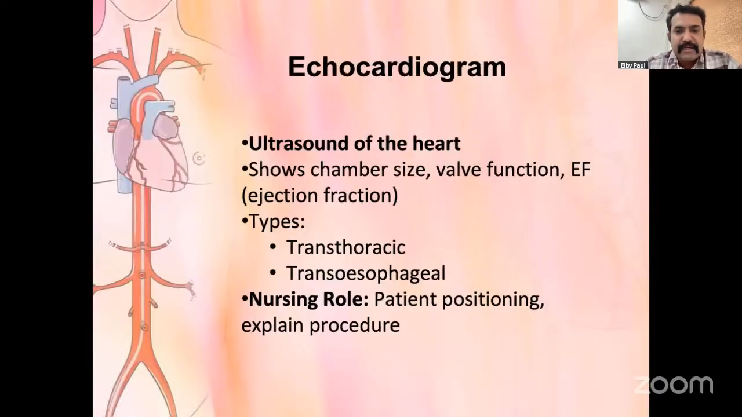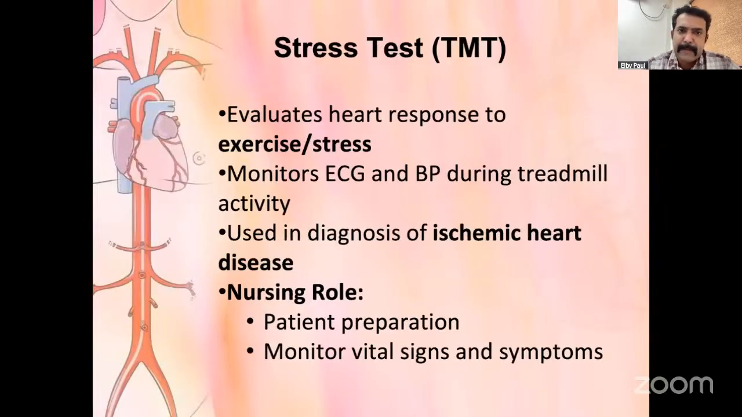Types: transthoracic and transesophageal, these are 2 types of echocardiograms. Okay. TMT evaluates the heart's response to exercise or stress, meaning if we are giving some load to the heart, then what is the functioning of the heart. So this test is called stress test or TMT. It monitors ECG and BP during treadmill activities, used in the diagnosis of ischemic heart disease.